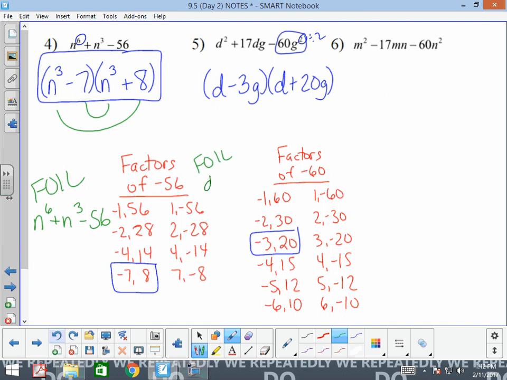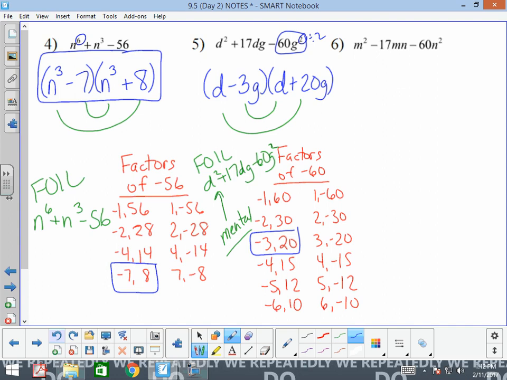D times D is D squared. Outside is positive 20 dg. We have inside is negative 3 dg. So that would be positive 17 dg. And last times last is negative 60 g squared. So remember, this is a mental check. You don't have to write it down. You can just do it in your head. That definitely helps. All right, one more.